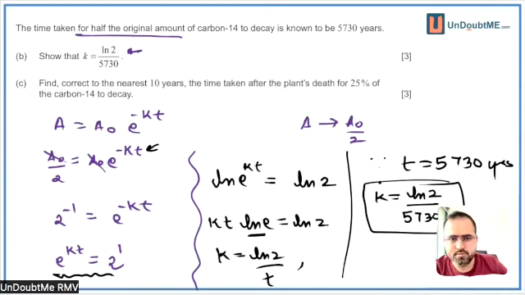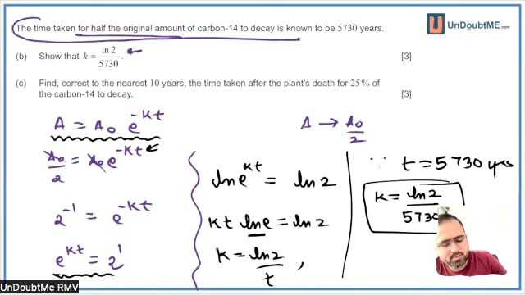Could you just go through the steps again once, from the beginning, just to clarify? Look, this is the formula: A is equal to A naught e to the power minus kt, that was given in the question. Then they are saying the time taken for half the original number of carbon. Half the original number of carbon means how much will be left?